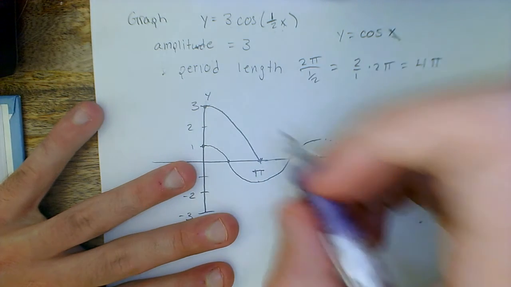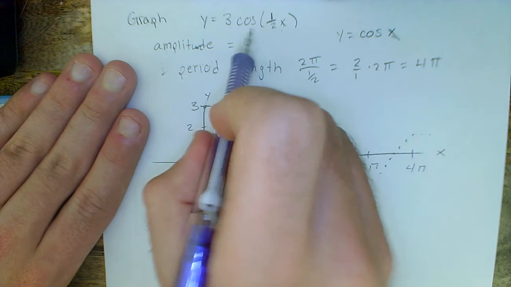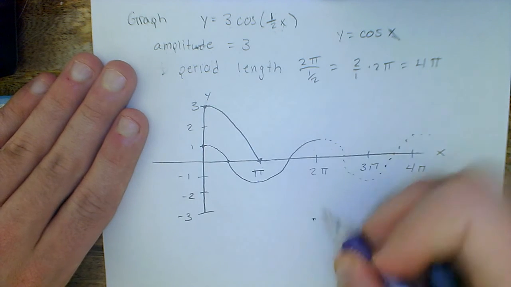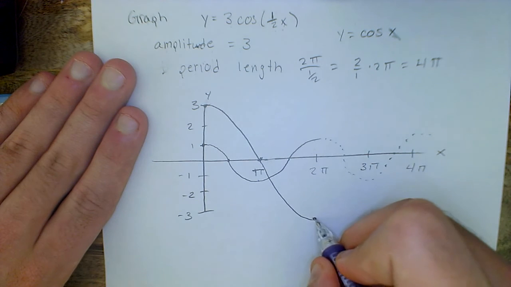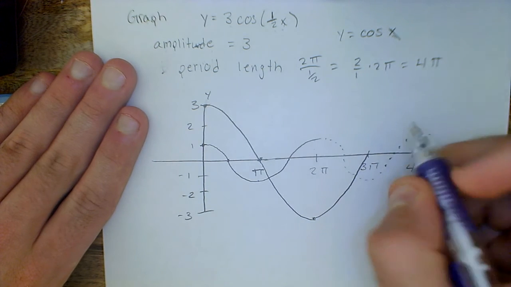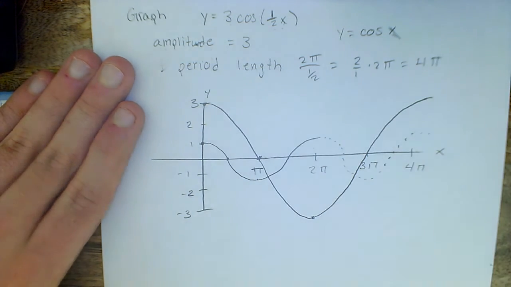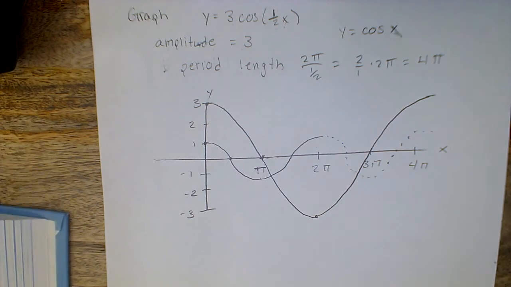And then if I plug in 2 pi, I get 1/2 times 2 pi, or just pi, and we know that the cosine of pi is -1, and then we multiply by 3, so you go down to -3 at 2 pi, and then back up to 0 at 3 pi, and all the way up to 3 at 4 pi.